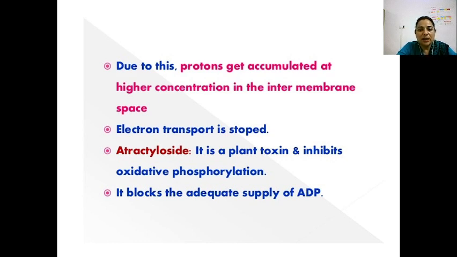Atractyloside is a plant toxin and inhibits oxidative phosphorylation. It blocks the adequate supply of ADP.